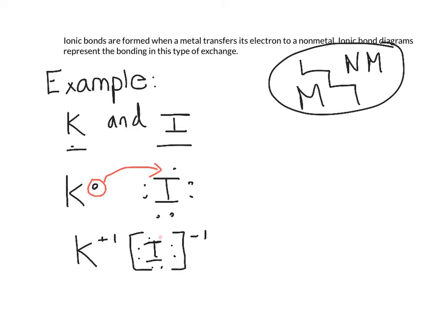Now, what this eventually tells me is the ratio of potassium to iodine in a formula. And so the final formula is just going to be KI. I have 1 potassium and 1 iodide. And then we're done. Pretty straightforward.